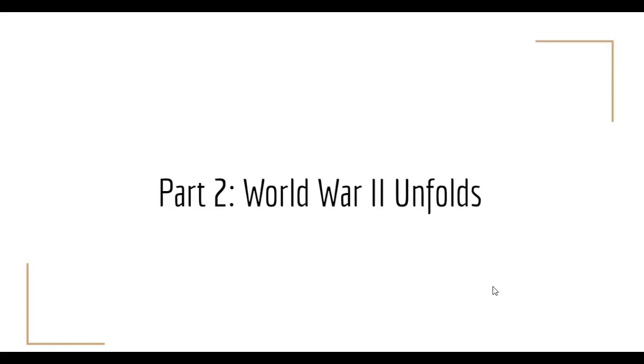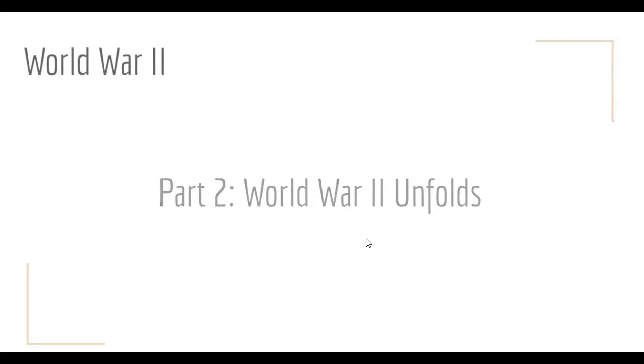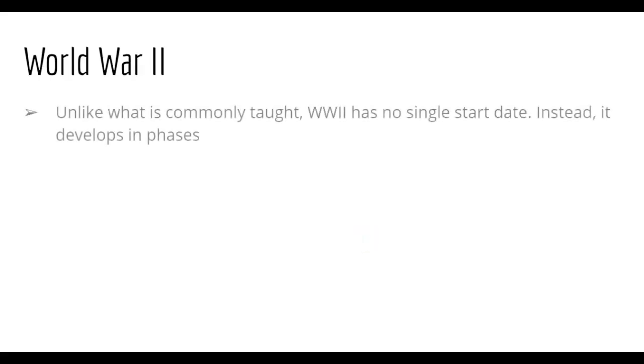So how does World War II unfold? That's the subject of our topic this evening on the video. World War II is considered to be a single event, but it was really made up of several wars that eventually get all linked together. Unlike what is commonly taught, it has no single start date. It develops in phases. Let's look at the phases that it develops in.